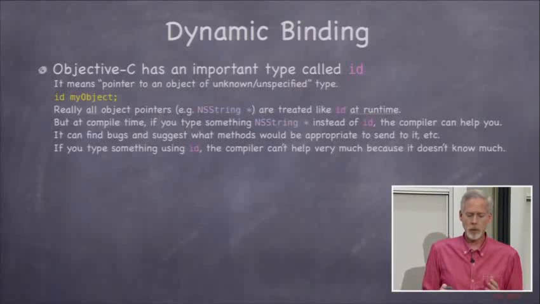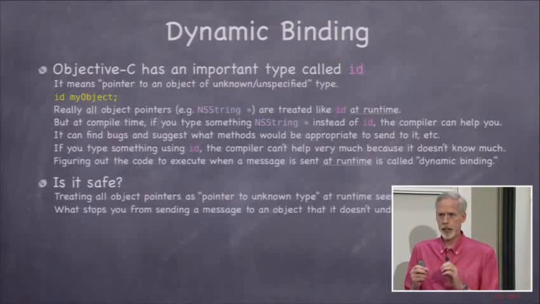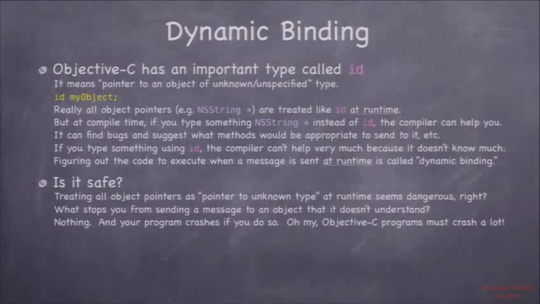Now, what does this mean? Well, is this safe, right? Because you're worried, I'm sure, what if I send a message to an object and it doesn't understand it? Well, nothing stops you from doing that. And not only that, if you do that, your program will crash. It'll raise an exception. Unless you catch the exception, it will crash. And so you're probably feeling like, wow, these Objective-C programs must be crashing all the time because you accidentally send a message to an object that doesn't understand that message. But actually, it doesn't happen.